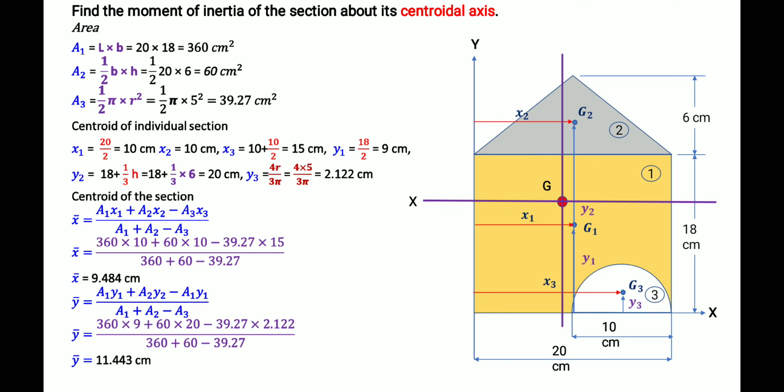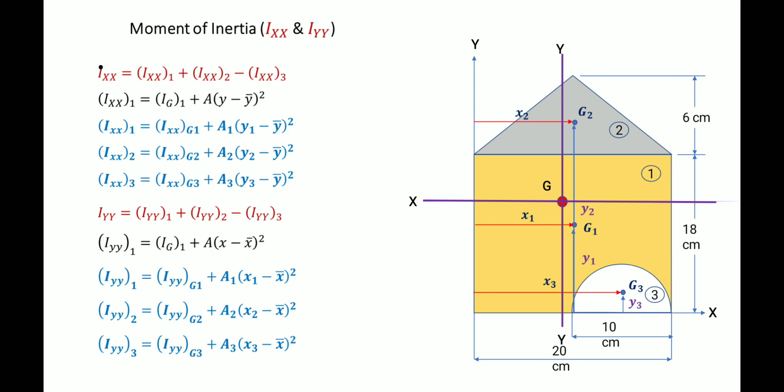This is the reference centroidal axis through the center. Our question is to find the moment of inertia about these reference axes xx and yy. Then we will solve the problem. For finding the moment of inertia, we have the formula: Ixx means moment of inertia about the horizontal centroidal axis xx, and Iyy means moment of inertia about the vertical centroidal axis. Here we have three sections: Ixx1, Ixx2, and the removed section is subtracted, so it is minus Ixx3.